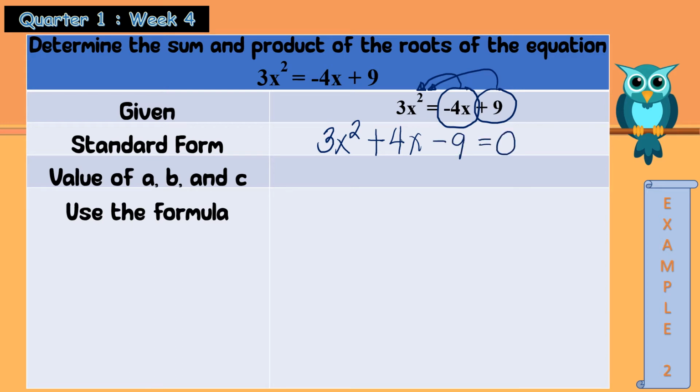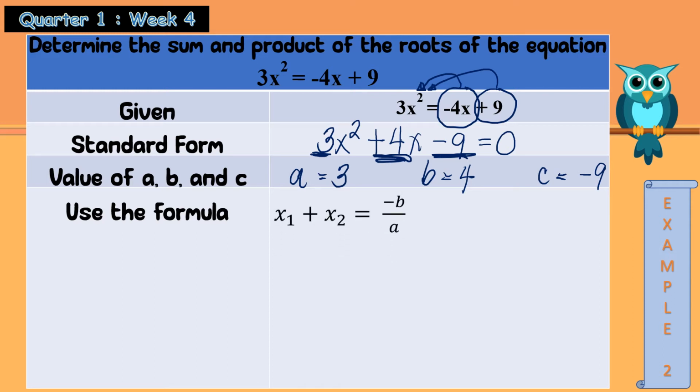Then afterwards, we are now to identify the values of a, b, and c. So the value of a here is positive 3. The value of b is positive 4. And the value of c is negative 9. Then afterwards, we're going to use our formula to get the sum and product of the roots of the given quadratic equation. So for the sum, again, we're going to use x sub 1 plus x sub 2 is equal to negative b divided by a.